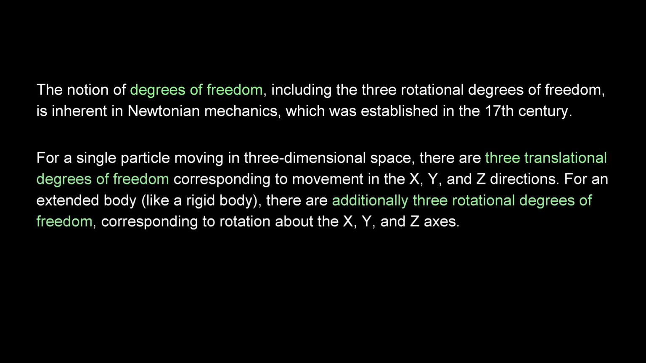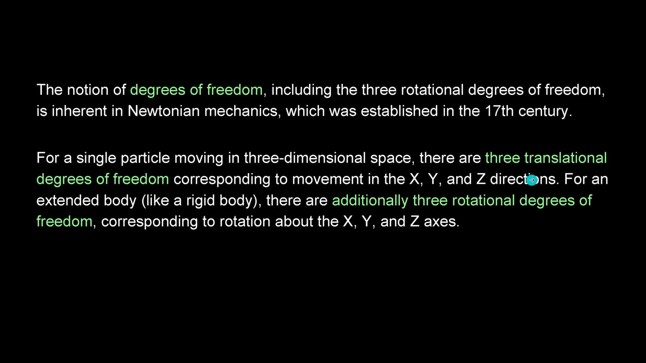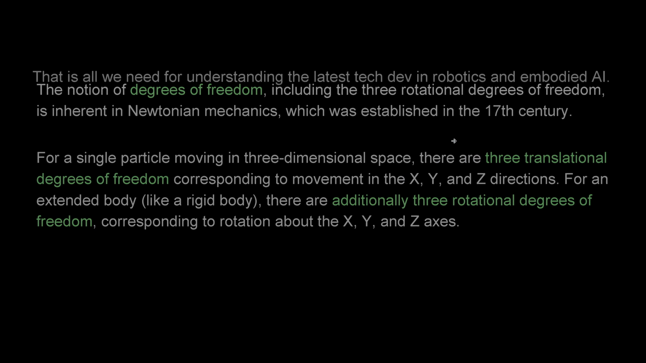You might think this is a little bit technical. It is not. It is so simple. Think about theoretical physics in the 17th century, Newtonian mechanics. If we have a single particle moving in a three-dimensional space, you have three translational degrees of freedom. This corresponds to the movement in the x, y, and z direction. And if you have an extended body, so not a point-like body, you have additional three rotational degrees of freedom. So either you rotate around the x, the y, or the z axis. So together you have 6 degrees of freedom, very simply.